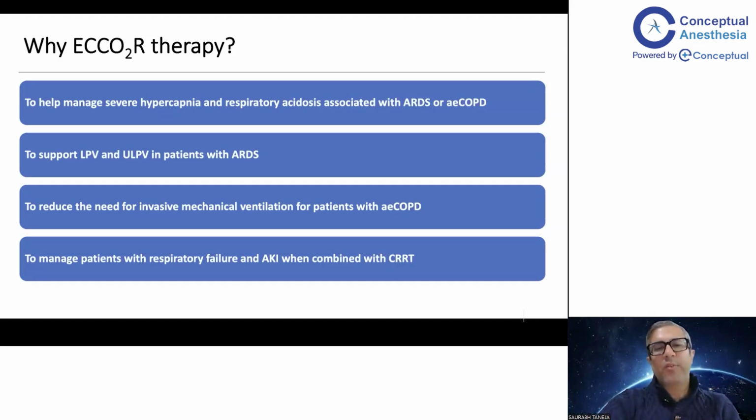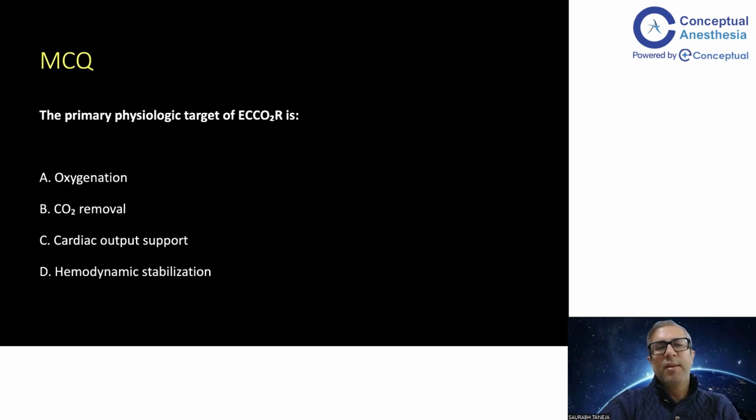So these are the discussed uses, and I'll be talking about a few multiple choice questions now, which will help me answer. So we've discussed all these questions. I want you to participate as much as possible. So the primary physiologic target of extracorporeal CO2 removal is: oxygenation, CO2 removal, cardiac output support, or hemodynamic stabilization. The correct answer is CO2 removal. As the name suggests, extracorporeal CO2 removal. So that is the primary physiological target.